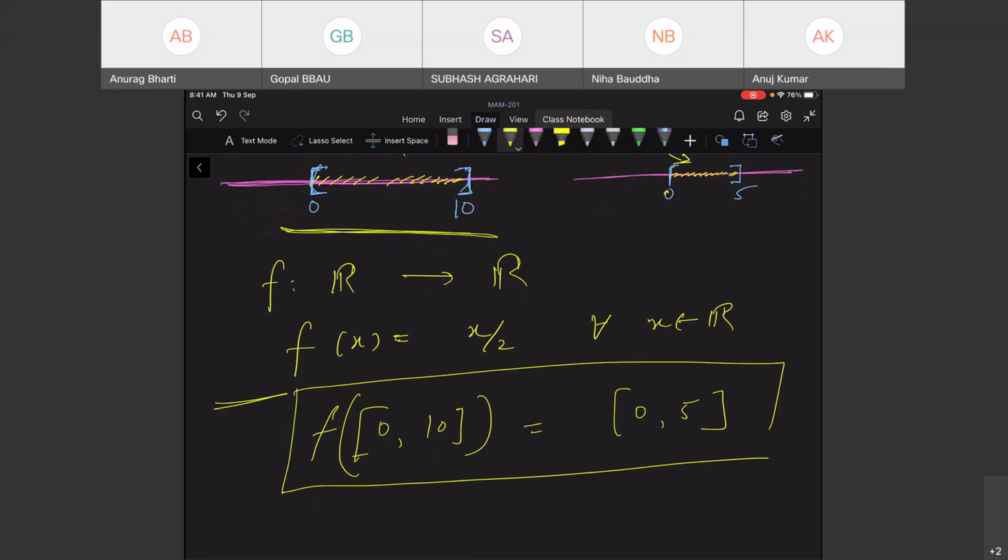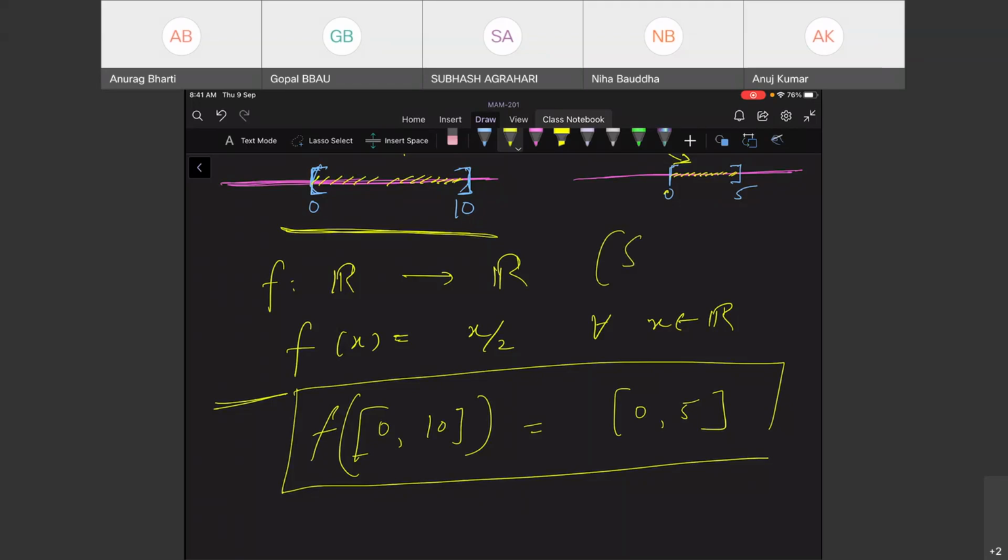Image of the interval [0, 10] under this map f is the interval [0, 5]. Is this okay with all? Yes sir. Does anyone have any doubt? We shrunk it, we made it half, okay? So we sometimes call it shrinking.